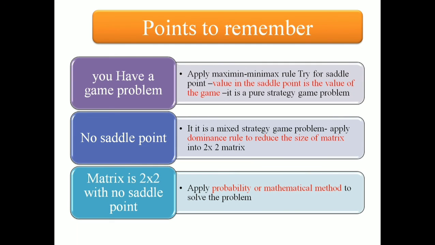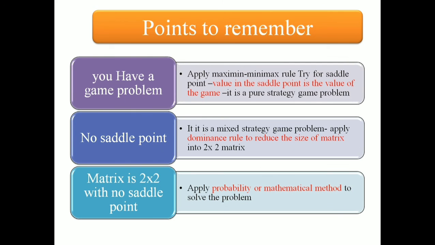The main points that you have to remember: when you have a particular game problem, apply the maximin-minimax rule. Try to identify the saddle point, and the value of the saddle point is the value of the game if it is a pure strategy game. Whatever game you are getting, you have to apply the maximin-minimax principle. If you get a saddle point, that will be the value of the game, and of course that will be a pure strategy game. If there is no saddle point, you can go for the further process. It is a mixed strategy game, so you can go for another option.